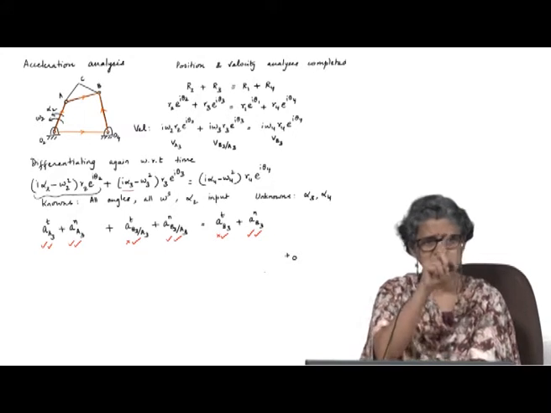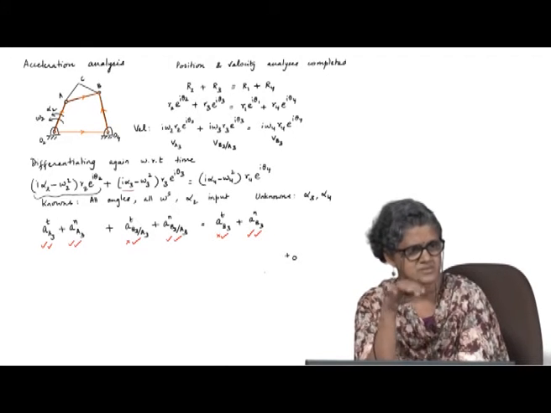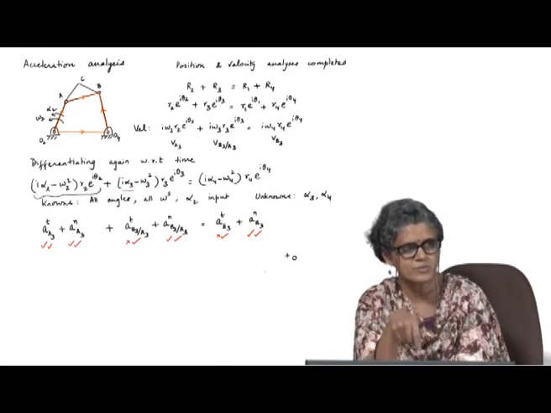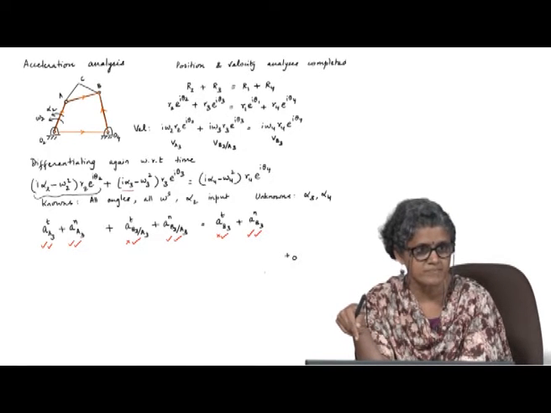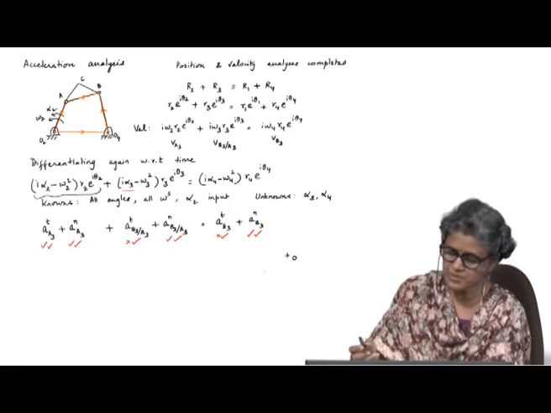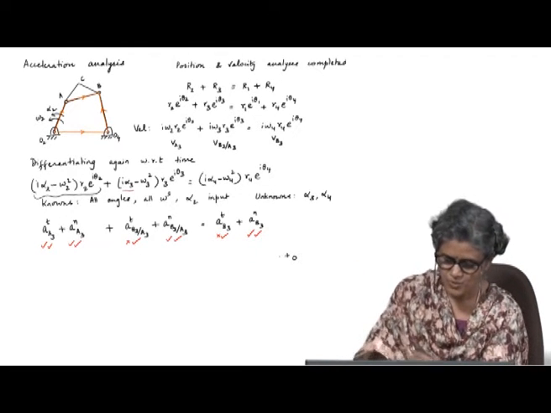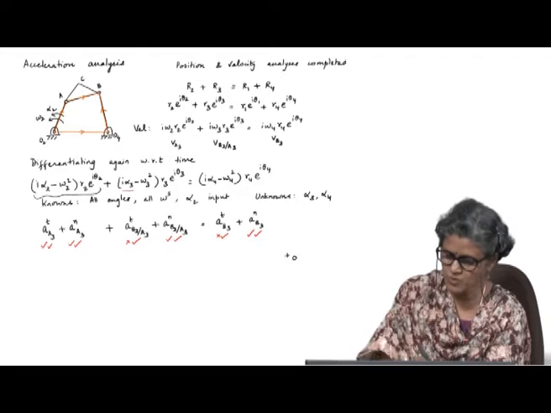Only thing is, in the velocity equation we had only 3 vectors to create the polygon. Here we now have 6 to create the polygon, the acceleration polygon. Okay. So, let us start with what we know and what is absolute.